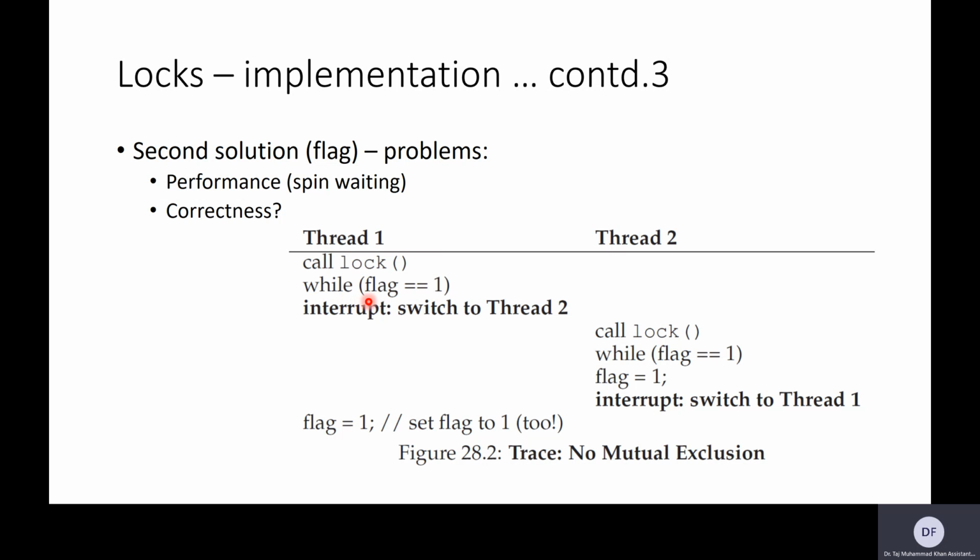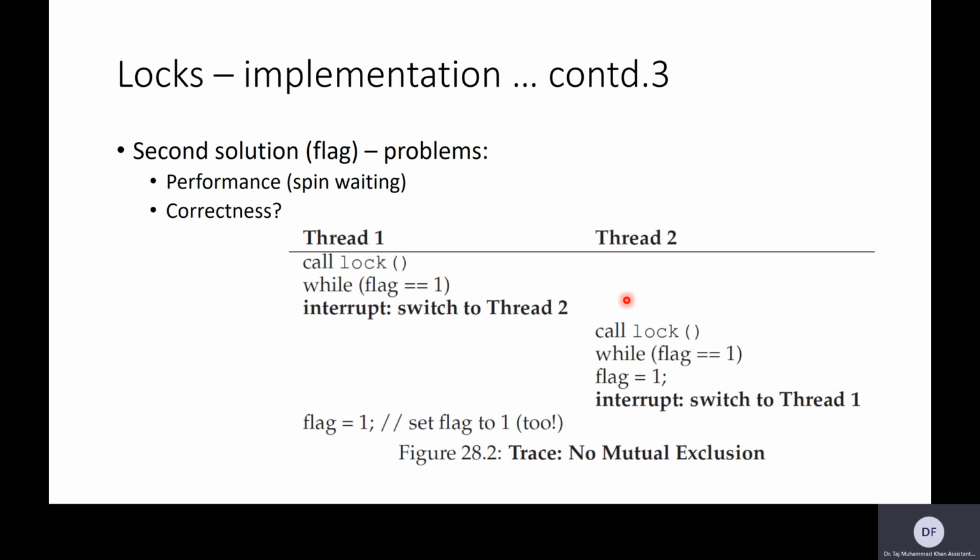So this thread has read the value of flag, which is equal to 0, compared it to 1, concluded that 0 is not equal to 1, so this condition is false, has exited the while loop, but has not yet made flag equal to 1. The original value in RAM for flag is still 0, and there's a context switch at this point.